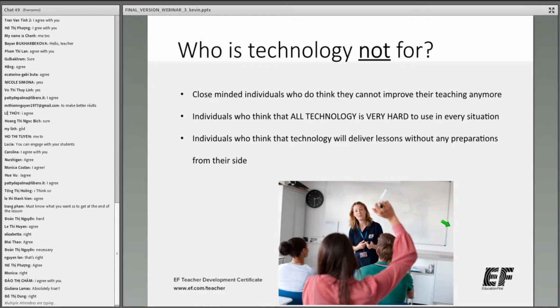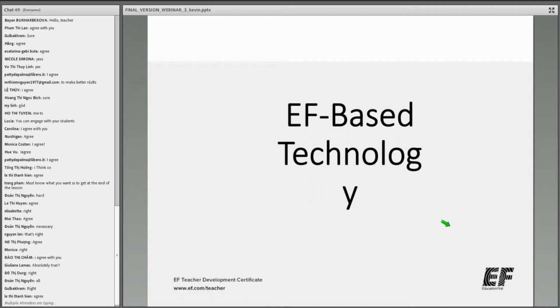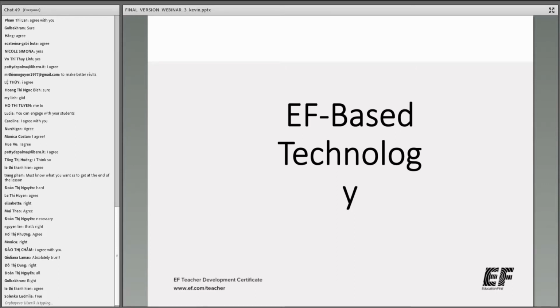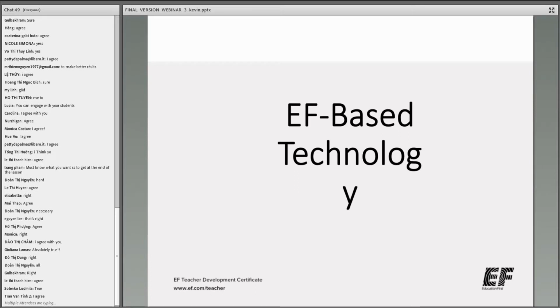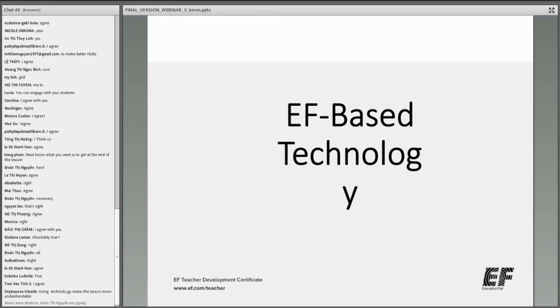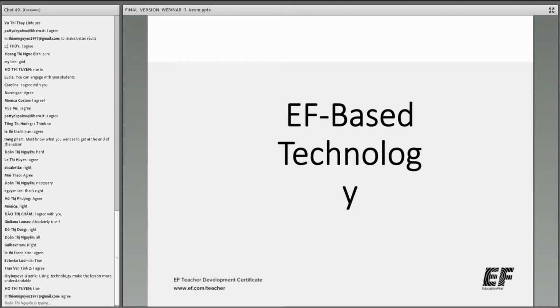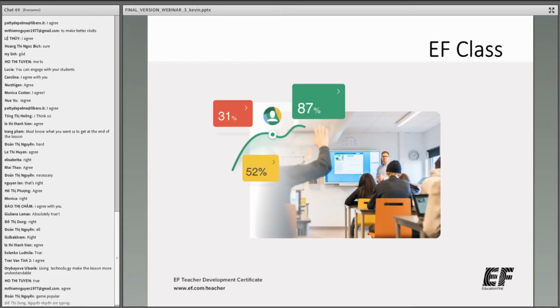All right, so let's get really started. To start off, we're going to be looking at some EF-based technology. What this means is that for some of the tools I'm going to be mentioning, they are only for students that are enrolled in an EF course. However, I will also give you ideas how you can take the same ideas, the same technology used by EF, and adapt it towards your students. And we'll start with this EF class.